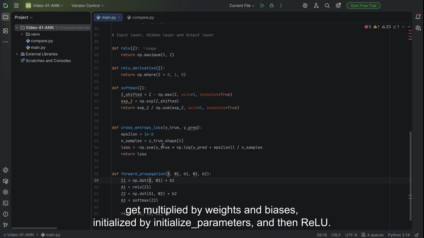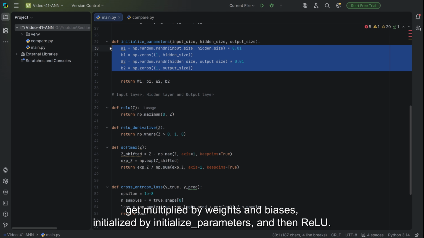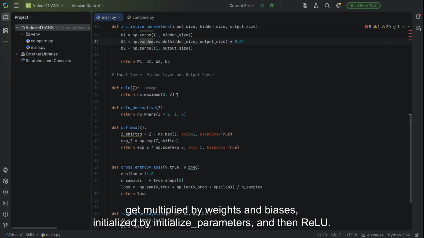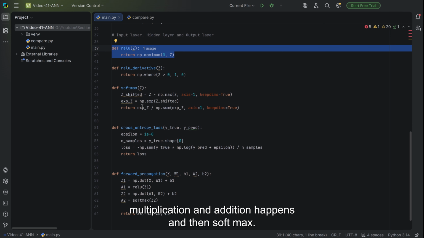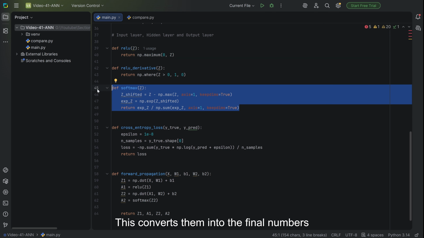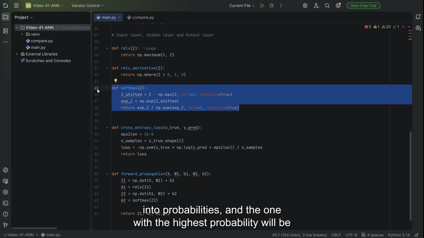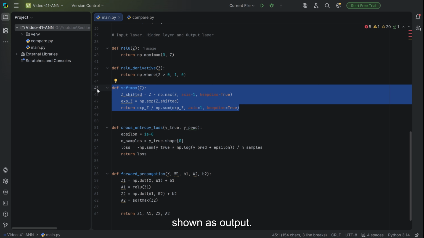They get multiplied by weights and biases, initialize parameters, and then ReLU, this decides which number passes through. And another multiplication and addition happens, and then Softmax, this converts them into the final probabilities, and the one with the highest probability will be shown as the output.